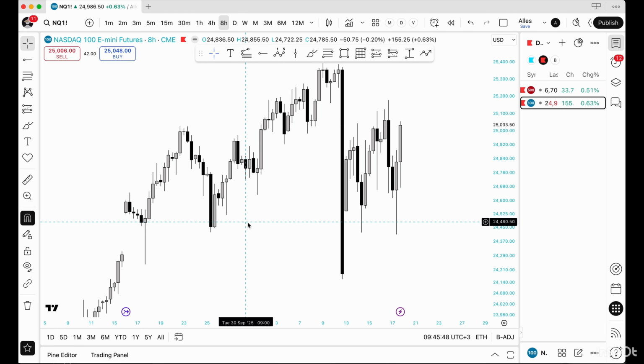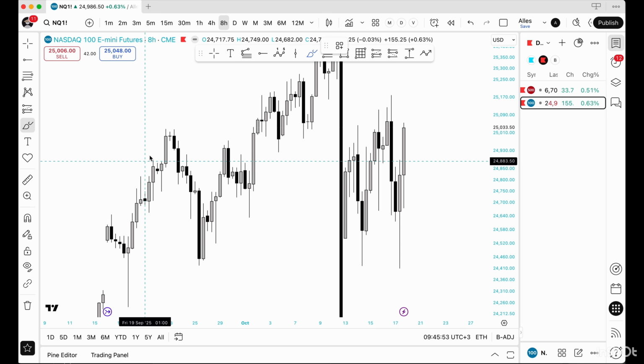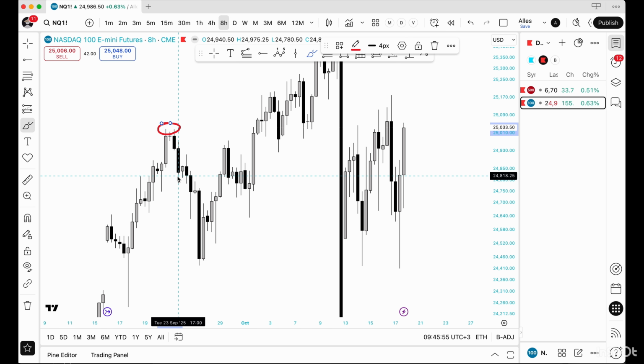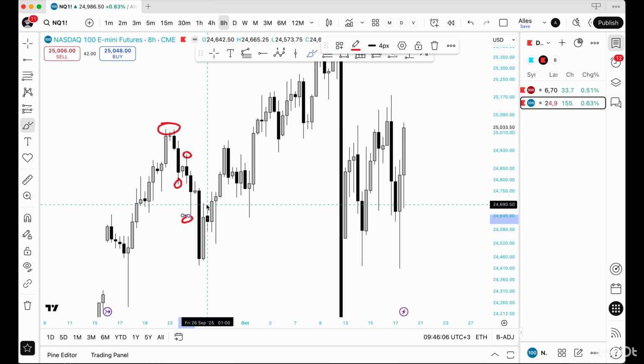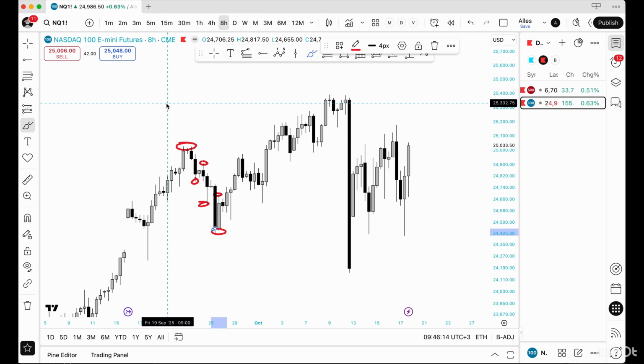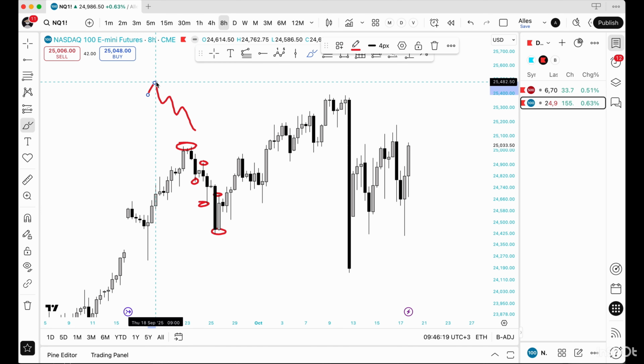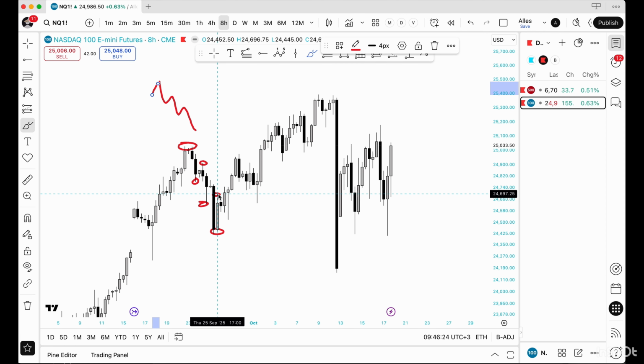I clean everything and we can see here we have a high and we have a low and we have a high which is lower, so we have a lower high and we have a lower low. Okay, so right now this looks like this. We have a high here, then a lower high, a lower low, and so on. And now we are here.